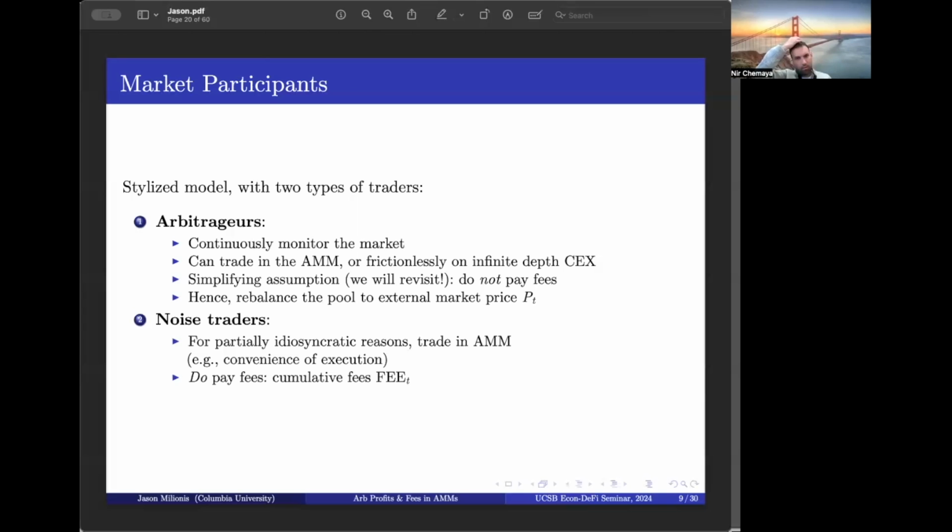I see. Okay, fair. Yes. So these noise traders choose to trade in the AMM, let's say, because they like the convenience of execution in that venue. And they do pay fees in the AMM. And we're going to denote these by a cumulative fee stream, fee sub t.